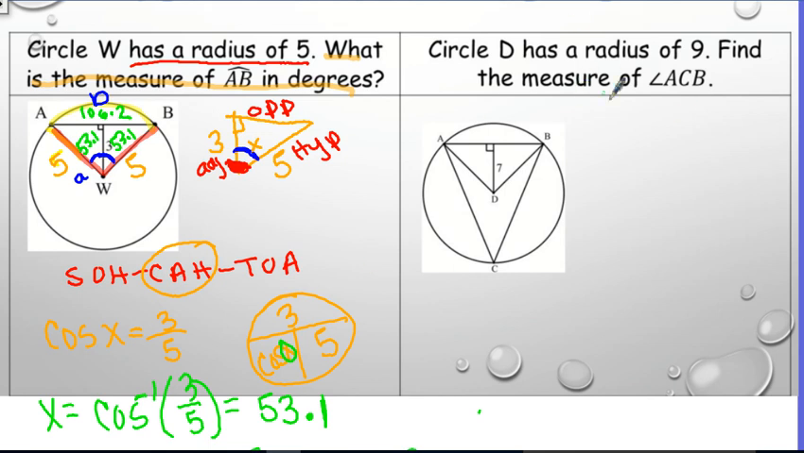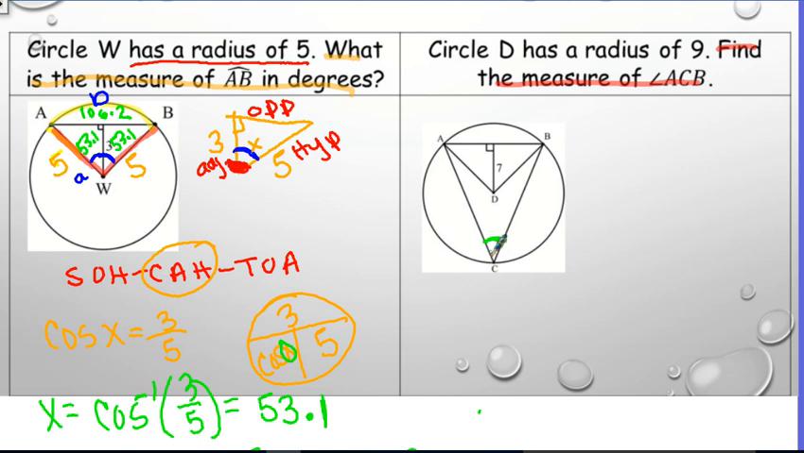It says circle D has a radius of 9. Find the measure of angle ACB. So I'm going to highlight the question part. This is what I need to find. So let me go into my picture. It wants me to find this angle right here, A to C to B. So I need to find this angle.